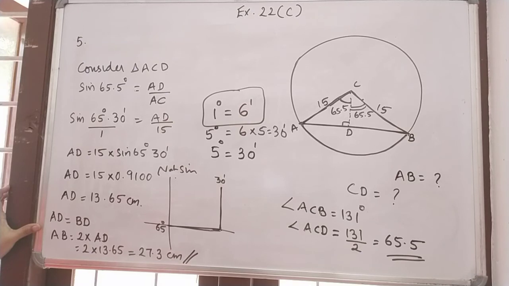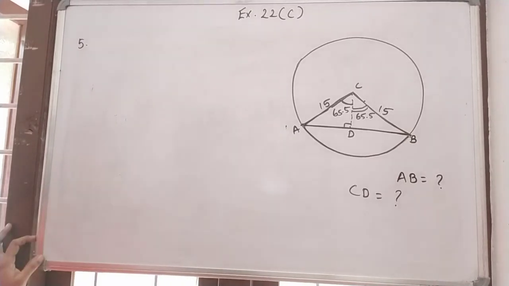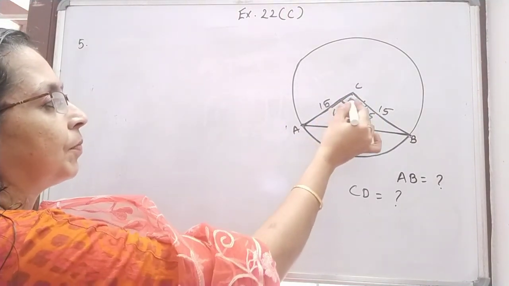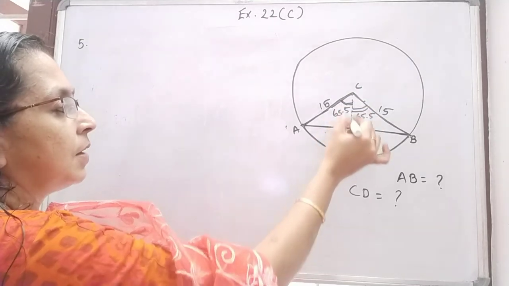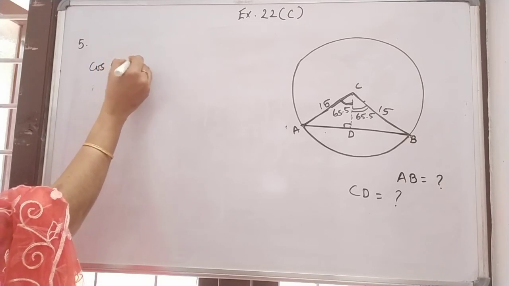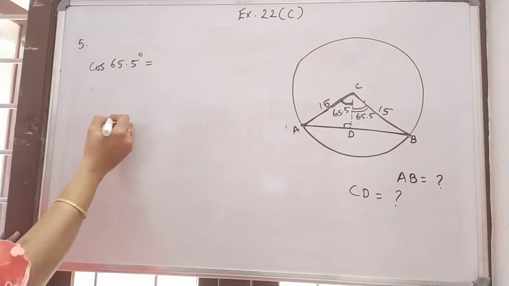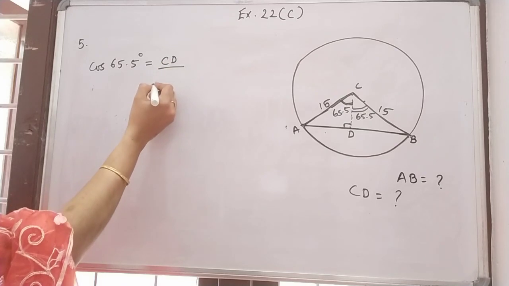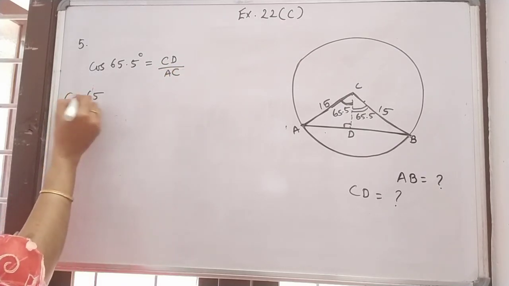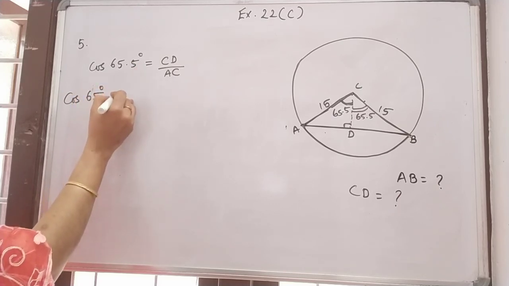Next we have to find out CD. So how can we find CD? For finding CD, consider that same triangle. This is the hypotenuse, this is opposite, and CD is the adjacent. So which one we have to take? Cos 65.5 degree is equal to adjacent, means CD divided by AC. 65 degree and 0.5 degree we can write as 30 minutes.